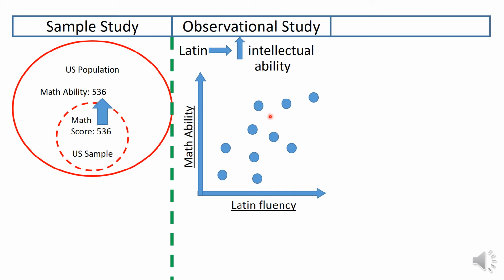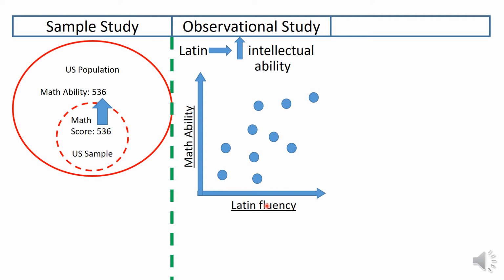Buying ice cream the most. That's when shark attacks are at their peak. So just as it's not clear that the ice cream sales have any causal relation to the shark attacks, it's going to be the same thing with mathematical ability and Latin fluency. We don't know if there's any causal relationship between the two.